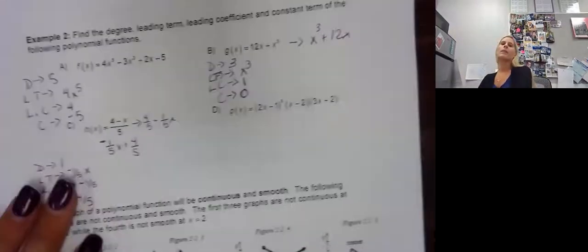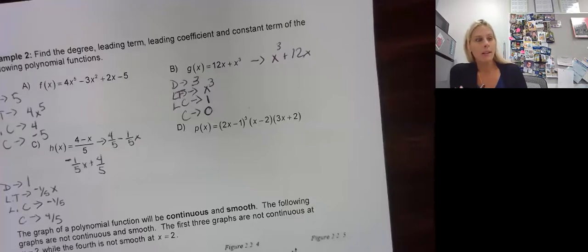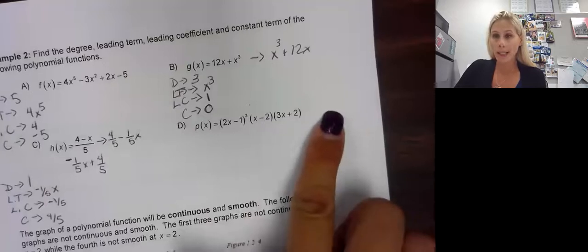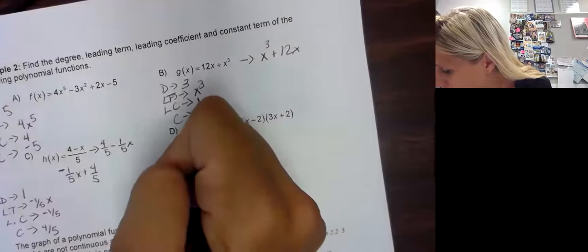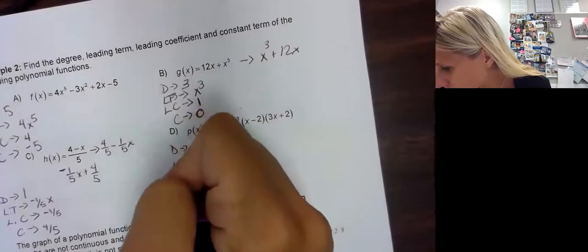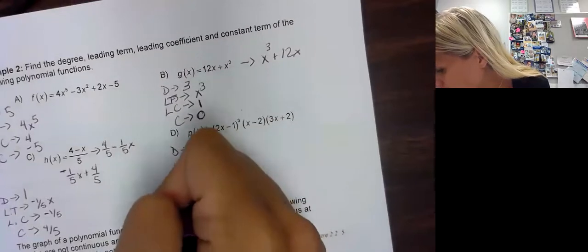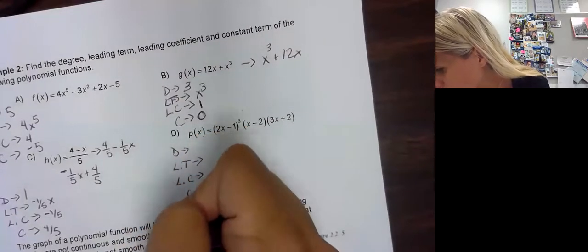All right, I'm going to show you D. D is not in standard form. This is actually in factored form. But I think it would be a pain and a little bit too much to be always multiplying this out, right? So let's see if we can get to our characteristics without having to multiply all of that out, okay?